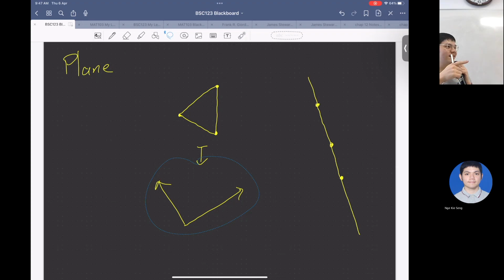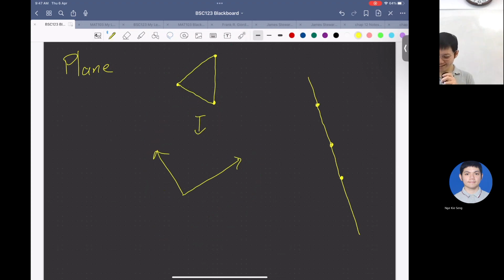And what? Say again. Then how do you draw the plane? Okay, a line and a point. How to form a plane? So a point and a line, how to form a plane?